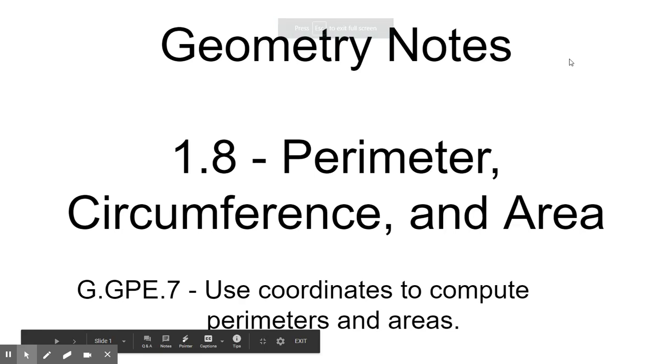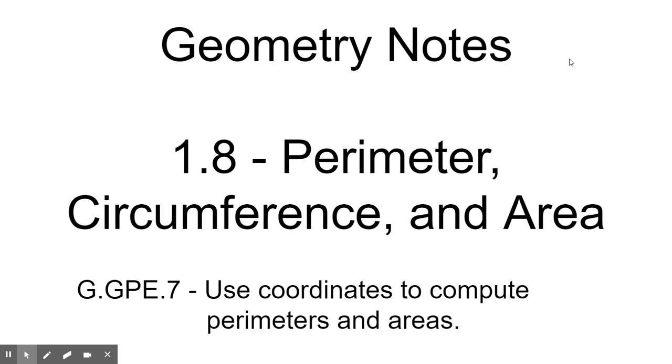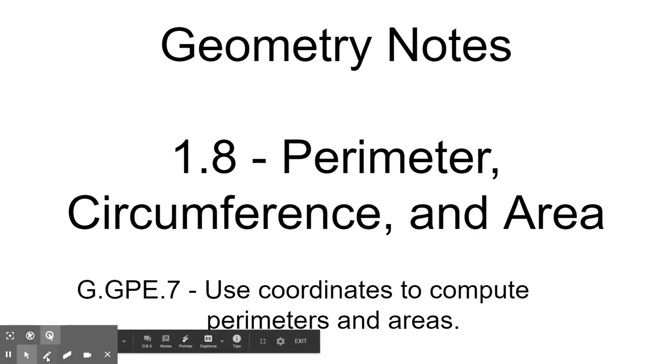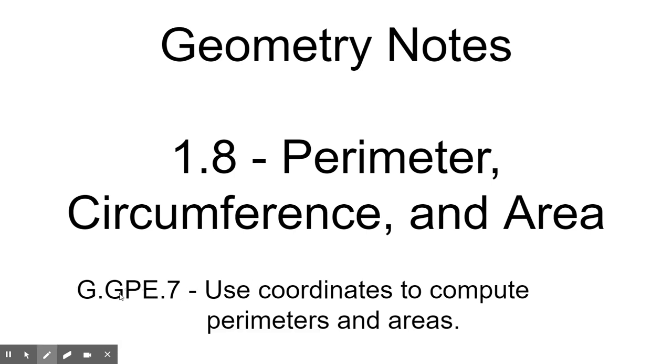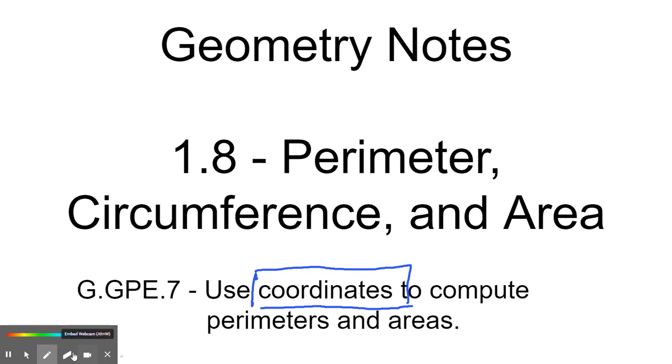All right, geometry. So this is your 1-8 notes covering perimeter, circumference, and area. These are terms that you should be familiar with from past math classes. What I'm very, very interested in is this standard GGP7 of using coordinates to compute perimeters and areas. You've done perimeter and area in the past. That's fine. We will review a little bit of it. But I'm interested in if they give me coordinates and a polygon, can I find the area and perimeter from a coordinate plane? So that's our overall goal.